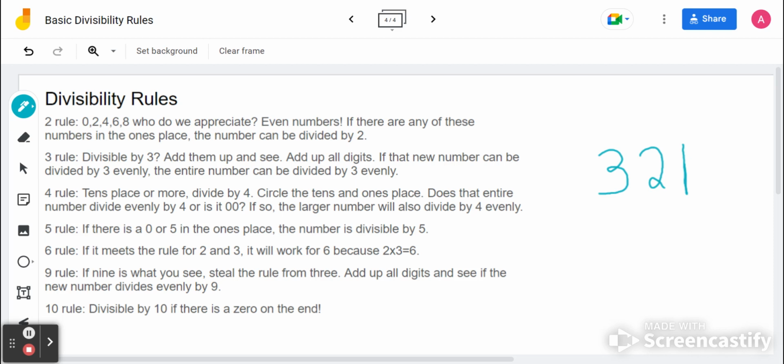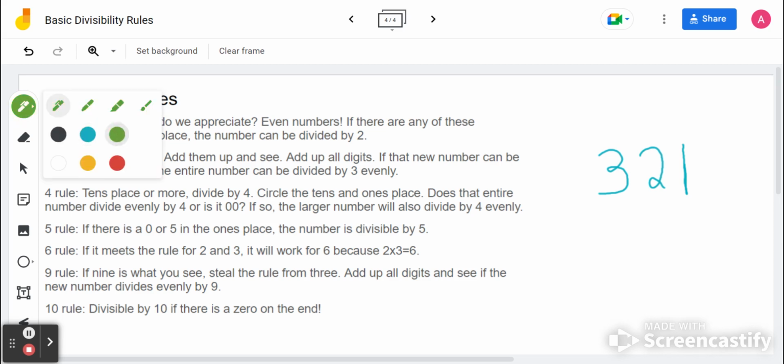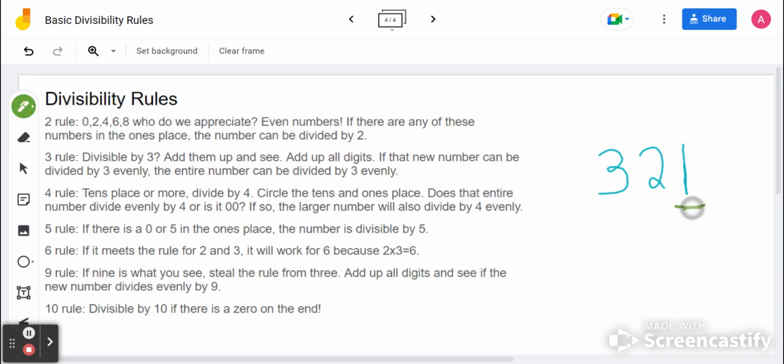The divisibility rule for 2 is 0, 2, 4, 6, 8. Who do we appreciate? Even numbers. If there is a 0, 2, 4, 6, 8 even number in the ones place, it can be divided by 2 evenly. So let's check out the ones place. Right here. And that is not an even number, so that means that this is not divisible by 2.